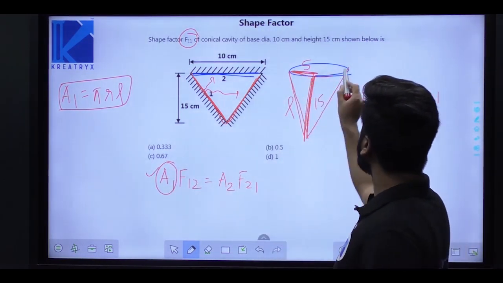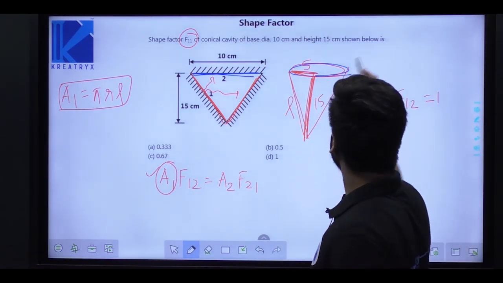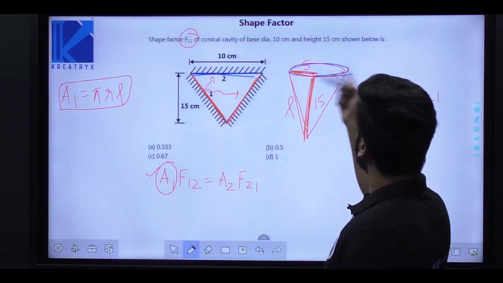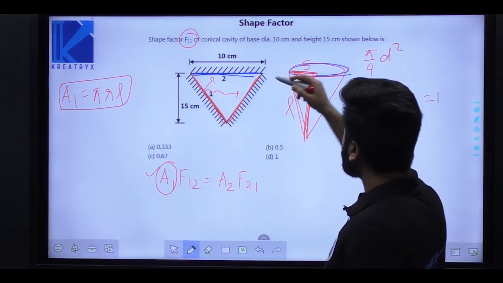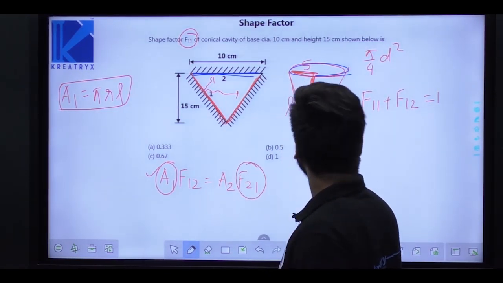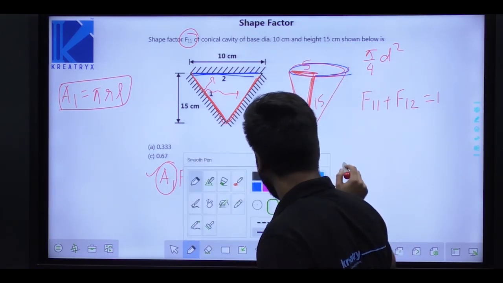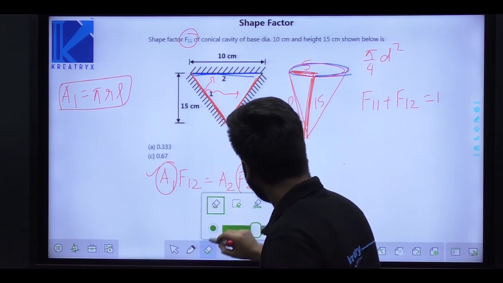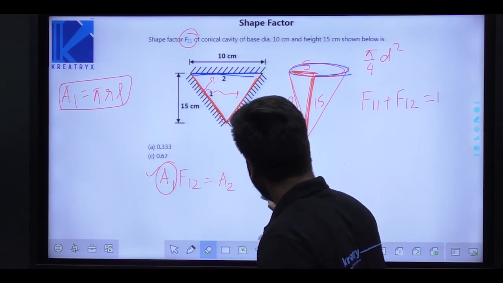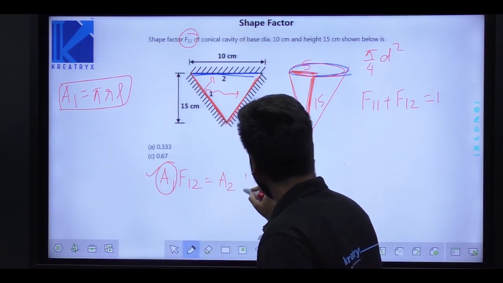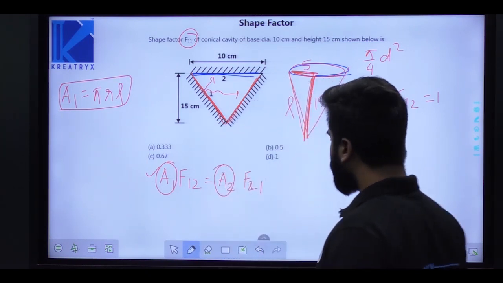What about A2? A2 is this circular base. Because the diameter is given, the area of the circle is pi by 4 d squared, and d is 10 centimeters. So I can find A2 also. This is A2. Now, F21.